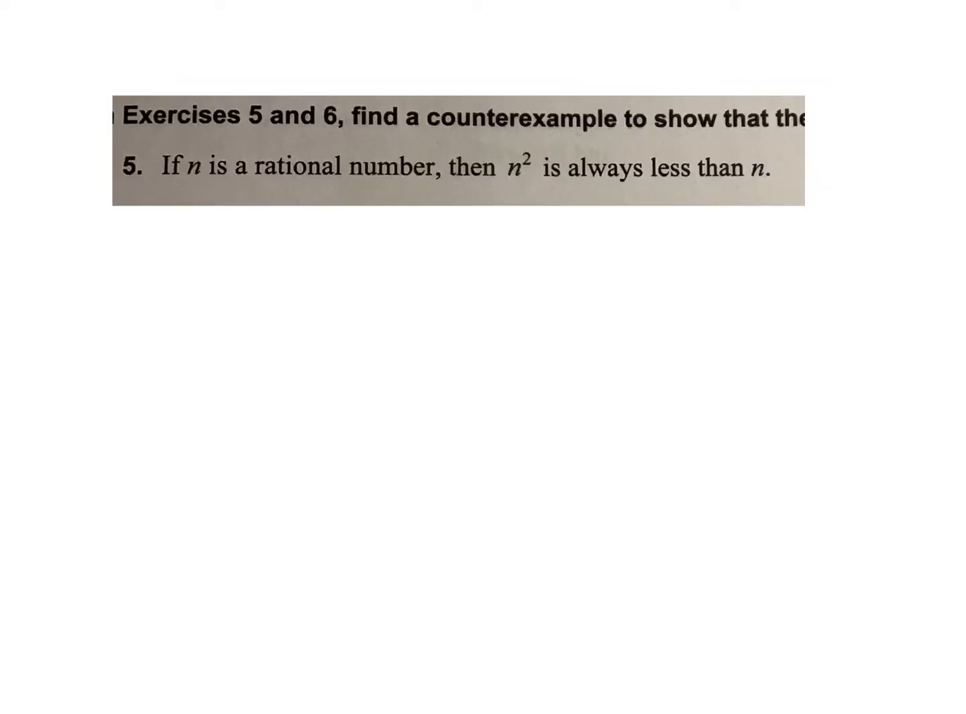Counterexample. Prove it wrong, please. So if n equals 6, then n squared is 36. And is 36 always less than 6? Okay, so that's not true. How about a different number? So you got to prove it wrong. Give me an example where it's not true. It said rational on purpose, so probably try a fraction.